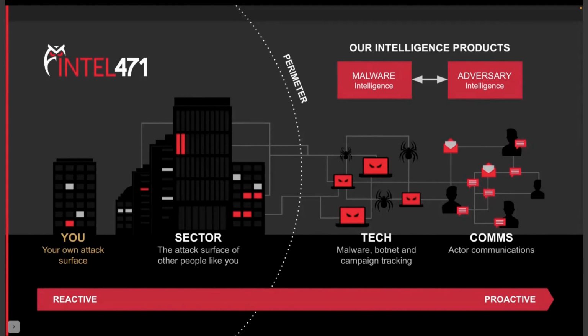And then really where we see the pinnacle of proactivity when it comes to leveraging threat intelligence to help protect your organization, is getting into more actor communications, direct adversary engagement type work, to get more visibility into what might be coming your way.